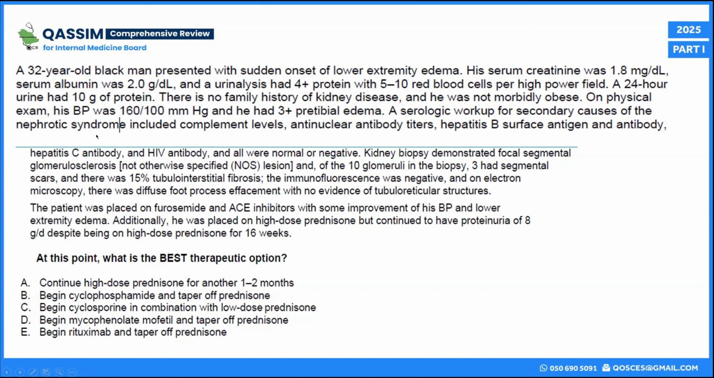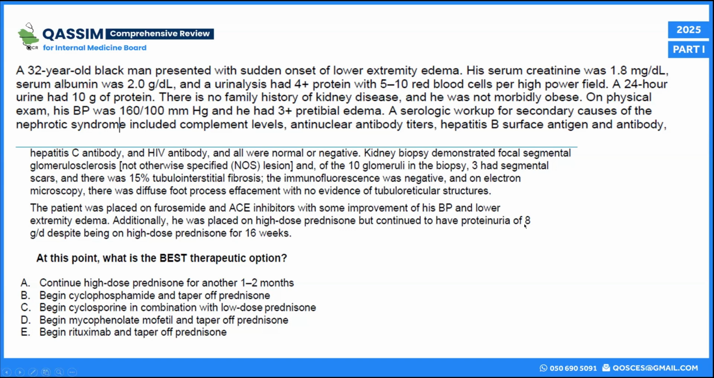So the secondary causes of nephrotic syndrome, including complete secondary causes, were ruled out, and then kidney biopsy demonstrated FSGS. Immunofluorescence is negative. The patient was placed on furosemide and ACE inhibitor with some improvement in his blood pressure and lower extremity edema. Additionally, he was placed on high dose steroid. As we said before, in case of nephrotic syndrome, in case of minimal change or FSGS, you have to start high dose steroid.